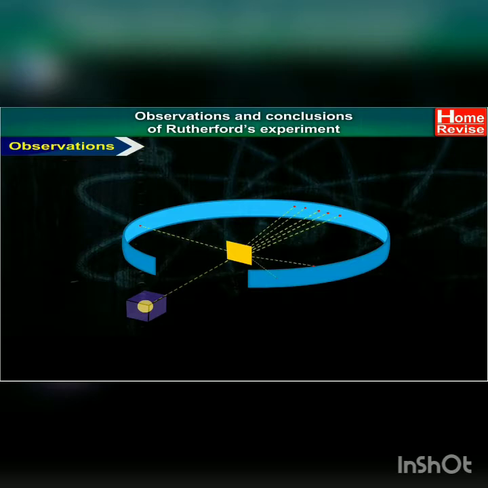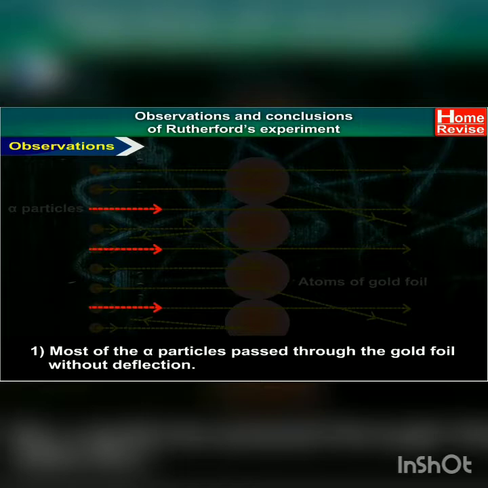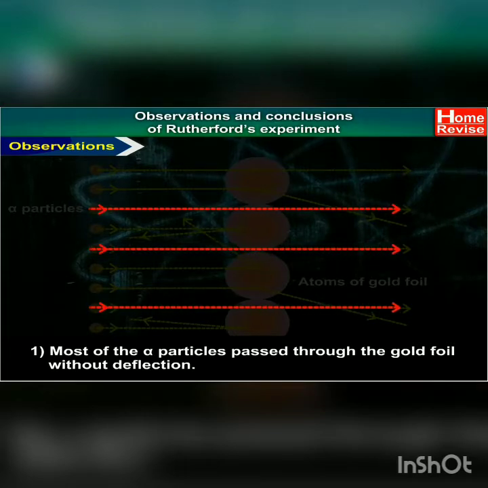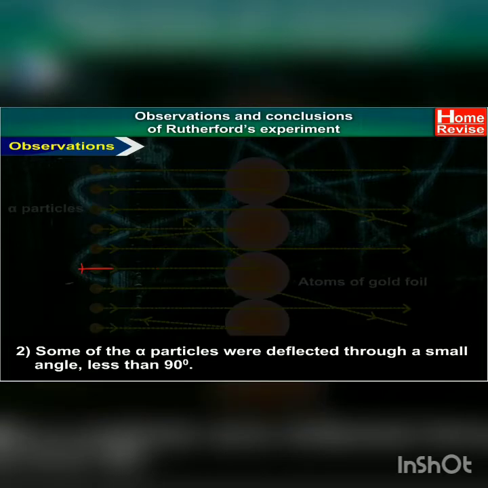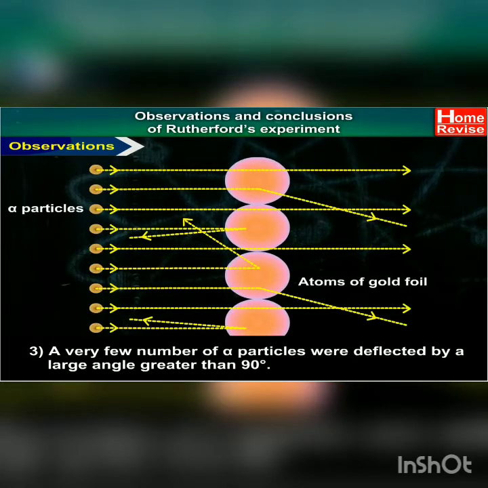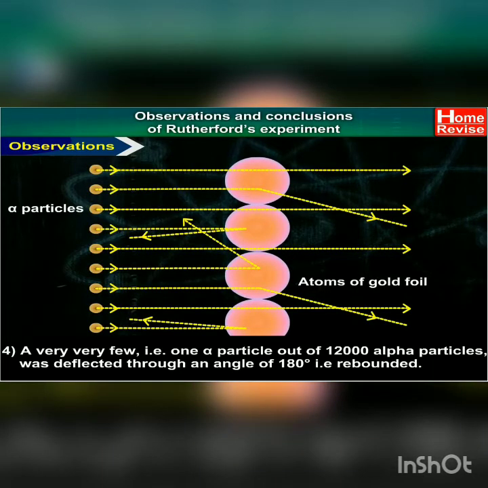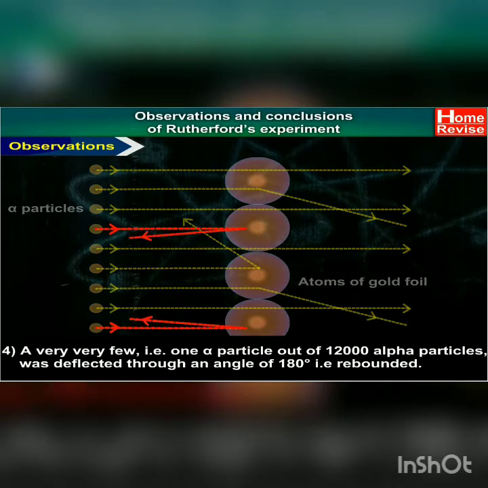Rutherford observed that most of the alpha particles passed through the gold foil without deflection. Some of the alpha particles were deflected through a small angle less than 90 degrees. A very few number of alpha particles were deflected by a large angle greater than 90 degrees. And a very few, that is 1 alpha particle out of 12,000 alpha particles, was deflected through an angle of 180 degrees, that is, it rebounded.